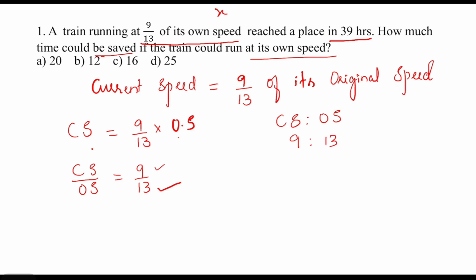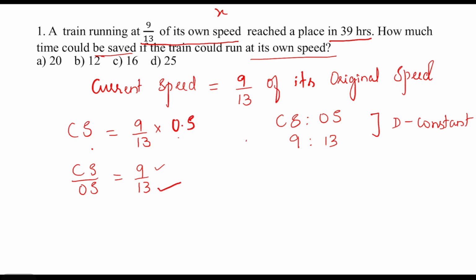Okay, and here distance is constant because it is same, for same distance they are asking in how much time it could reach that place and how much time it could save. So from this we can say that distance is constant, isn't it?